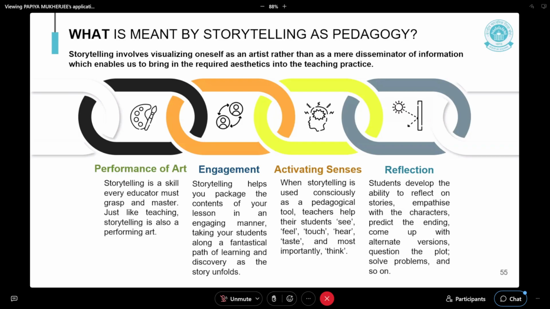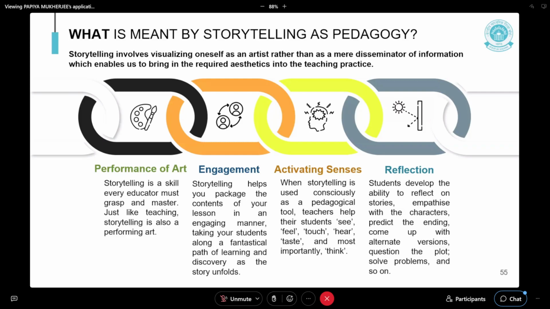Teachers need to look at themselves as artists rather than mere disseminators of information, because this will call for bringing aesthetics into teaching practice. Storytelling is an art that every teacher must grasp and master. It is also one of the most engaging learning pedagogies. Storytelling helps to package our content, which takes students to a world of fantasy, and then they create their path of learning by discovery as the story unfolds.